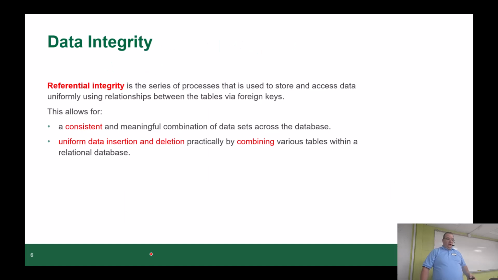So referential integrity is the series of processes to store and access data uniformly using relationships. What it does is it makes sure that data is consistent, especially if you're using things like reference tables.